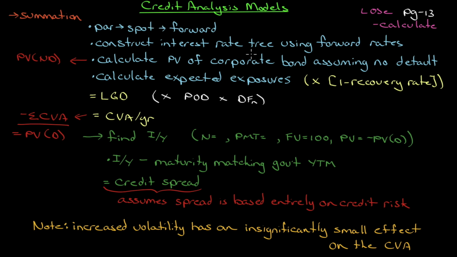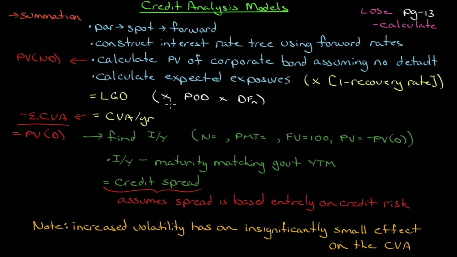From that, we'll construct an interest rate tree using the forward rates. Perhaps we're already given the interest rate tree. We have to calculate the present value of a risky bond assuming no default. So we calculate the present value of the corporate bond assuming no default. We then calculate all of our expected exposures multiplied by 1 minus the recovery rate to give us our loss given default, which is here.